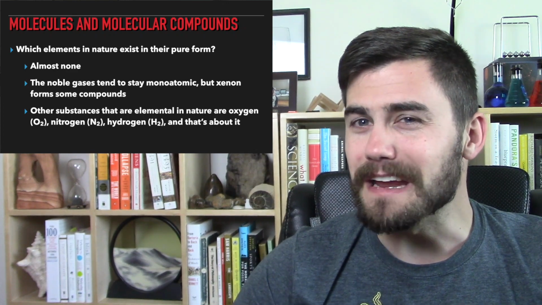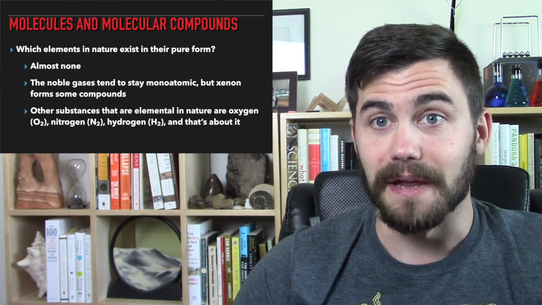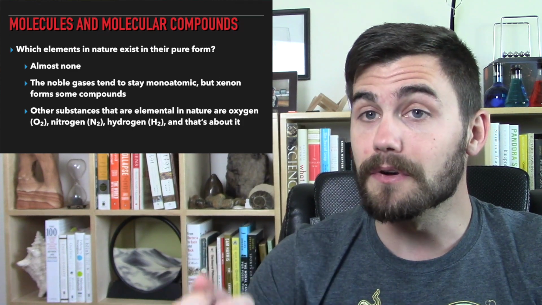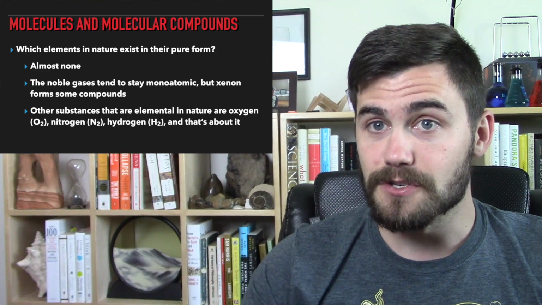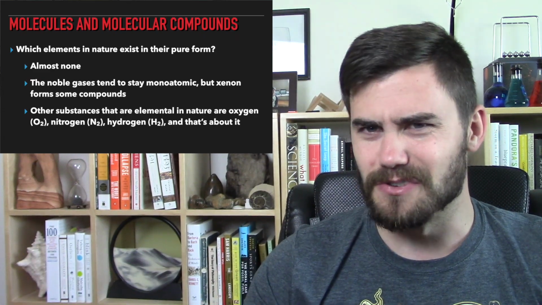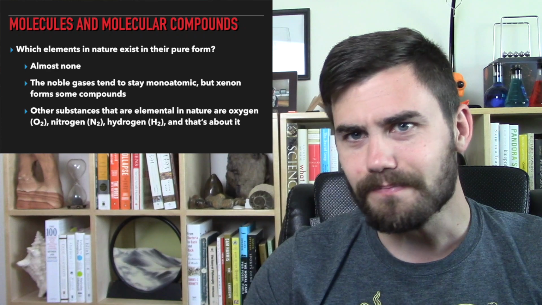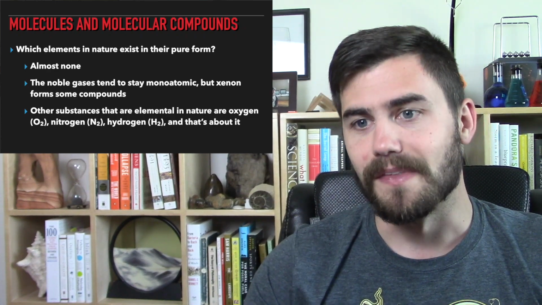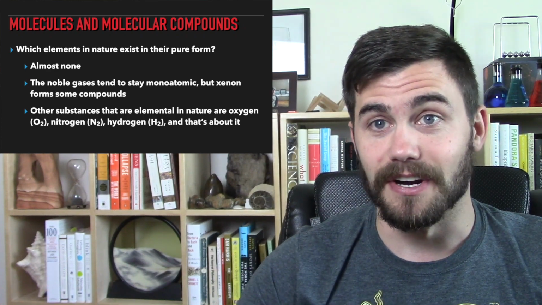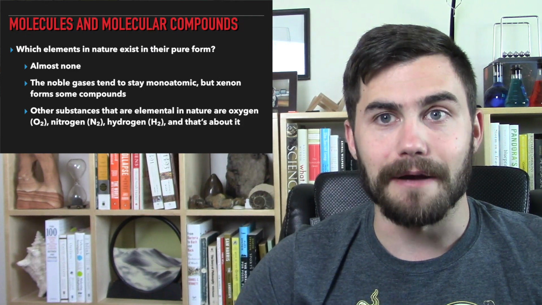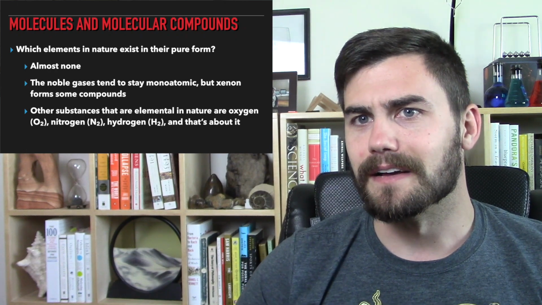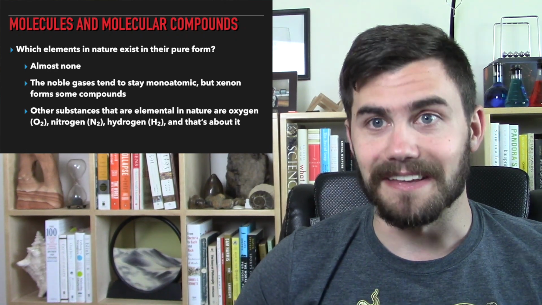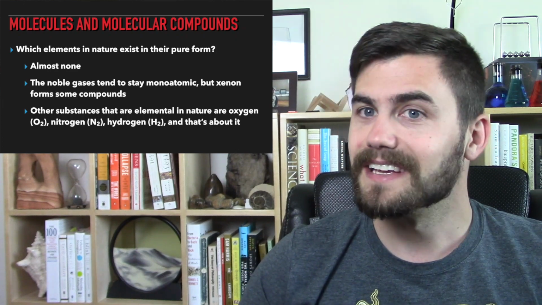But the only other common substances we run into that are purely elemental are the oxygen and the nitrogen and the hydrogen in the atmosphere, with hydrogen being nowhere close to as common as oxygen and nitrogen. But that's about it. So everything around us comes in the form of compounds, and tons of the ones that especially make up living things are molecules, not ionic compounds.